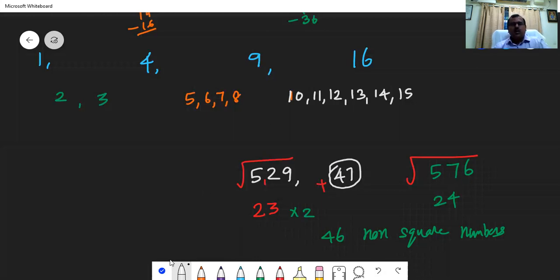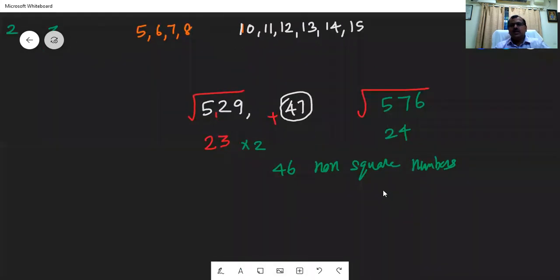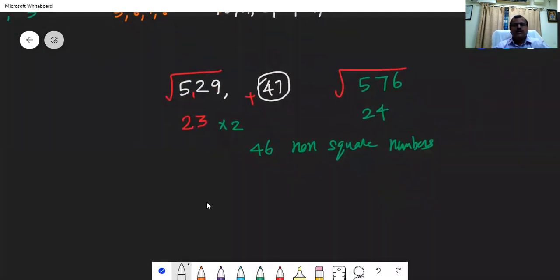Now, in general, I will tell you. Suppose x is the square number. Y is the next square number. What are the non-square numbers between consecutive square numbers? Do you understand? X and Y are consecutive squares.